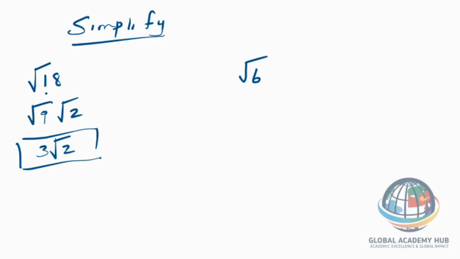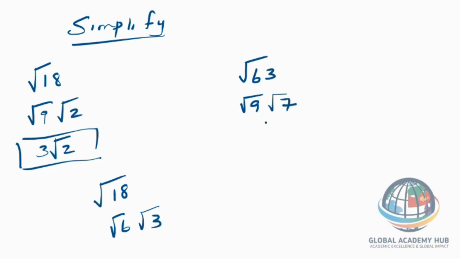Now, 18 could have also been broken down into the square root of 6 and square root of 3. None of these is a perfect square. So I didn't really simplify it. Let's look at the square root of 63. This is the square root of 9 and the square root of 7. So again, square root of 9 is 3. 3 square root of 7.